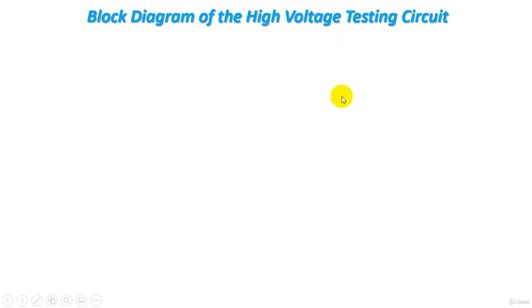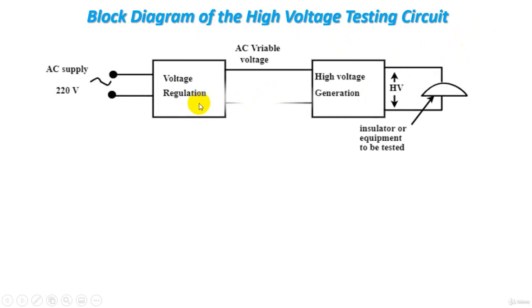Hello everyone. Now let's understand the block diagram of the high voltage testing circuit that's used to produce high voltage in a high voltage testing lab. Simply, this is the block diagram of the high voltage testing circuit. This block diagram consists of: first, we have the AC supply, which is 220 volt, like the voltage in our homes.